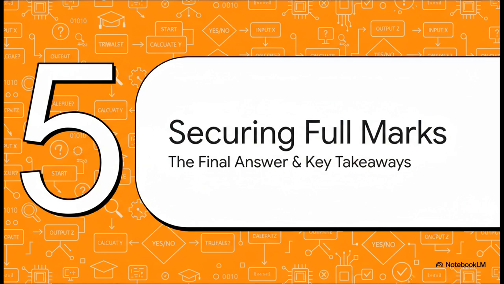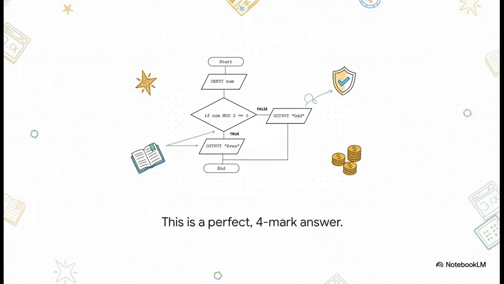So with all that done, let's take a look at the finished product and really nail down the key things you can take away and use for any flowchart question you ever face. And there it is, the perfect 4-mark answer taken straight from the official mark scheme itself. You can see how it hits every single one of those marking points we just walked through. This right here is the gold standard.